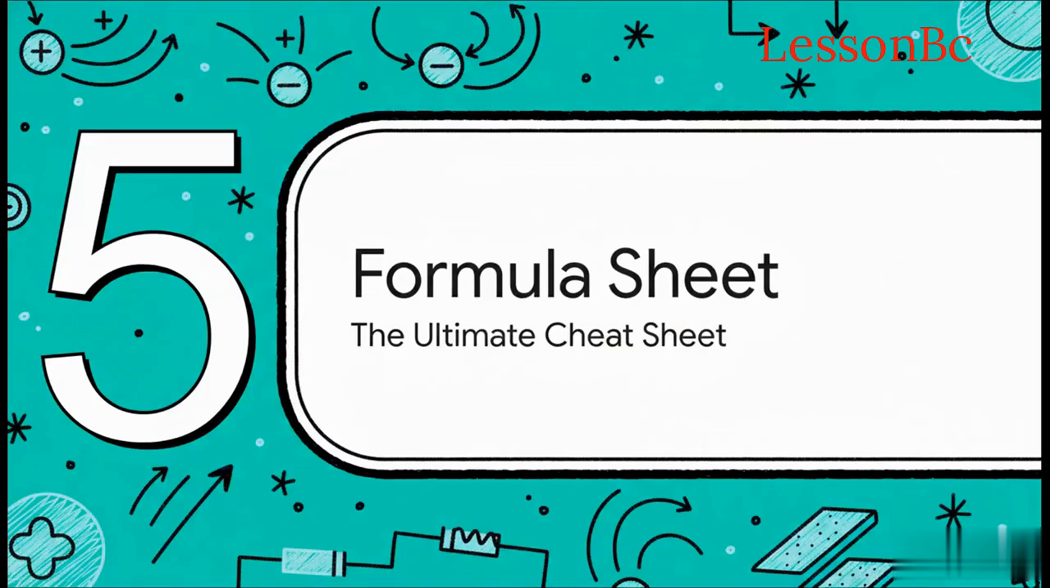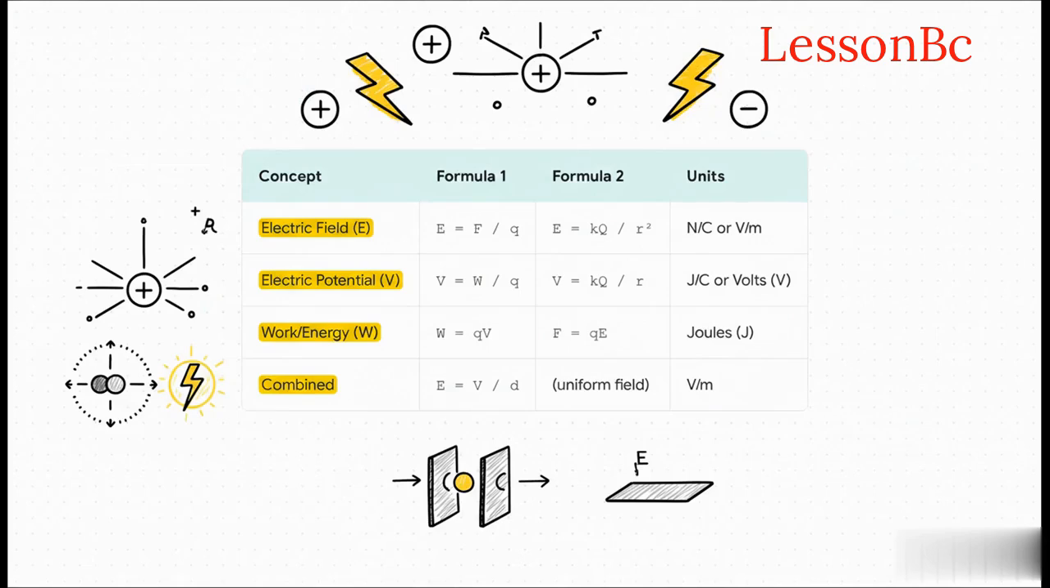Phew, we have covered a lot. So to bring it all home, here is the one slide you're definitely going to want to pause and screenshot. Think of this as your ultimate cheat sheet for everything we just did. This table just lays it all out nice and clean. For the electric field, you've got your two main formulas, depending on the situation. Same for electric potential. One connected to energy, one to a source charge. Then your two key relationships for work. And finally, that all-important combined formula for uniform fields. If you know these, you are in really, really good shape.